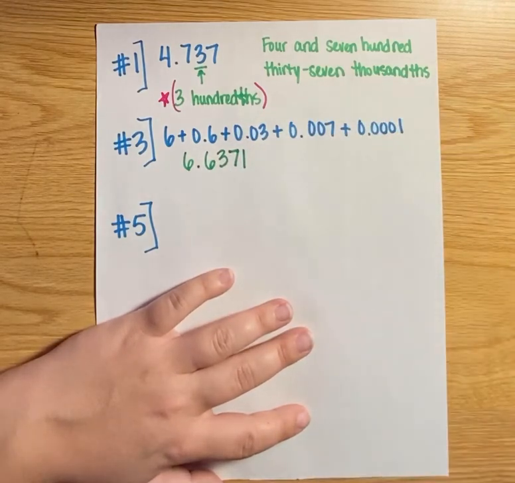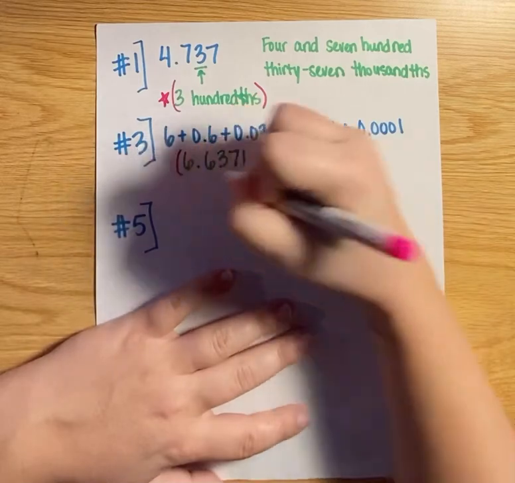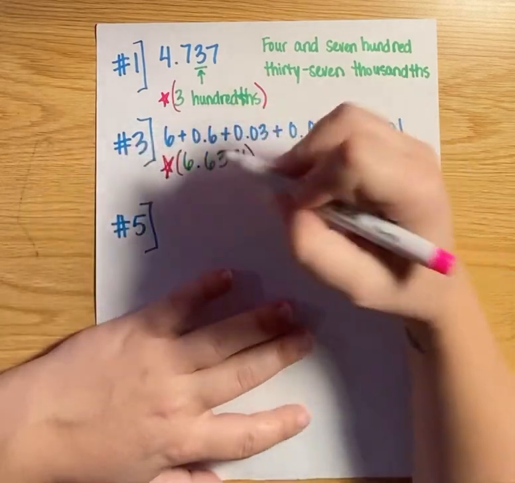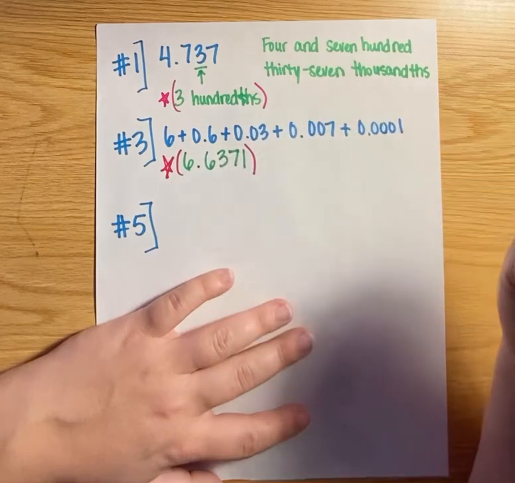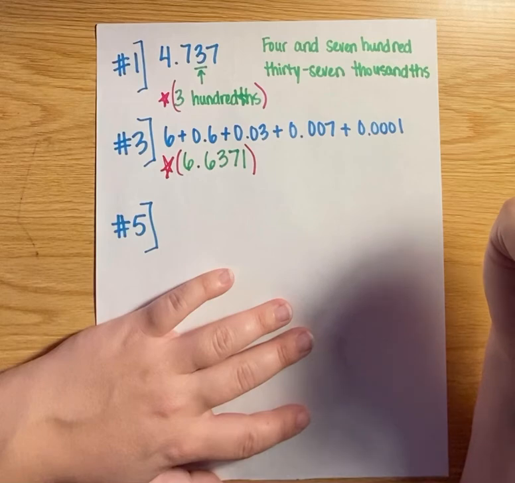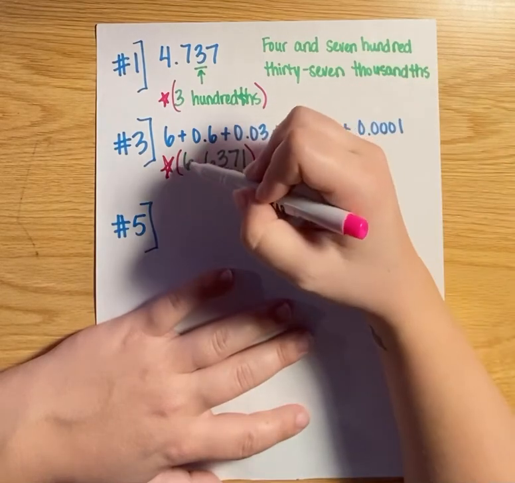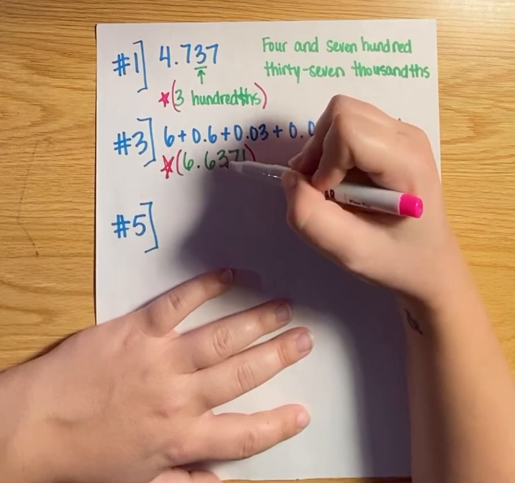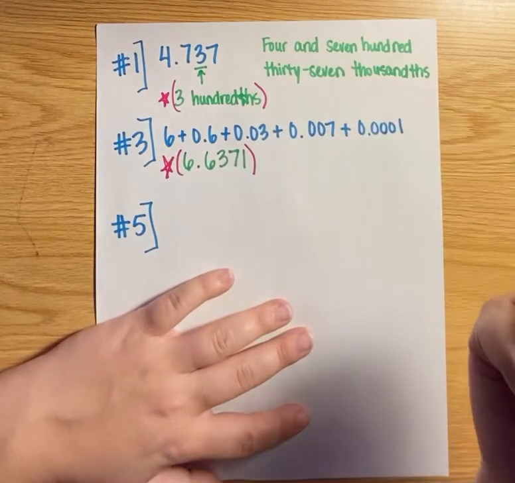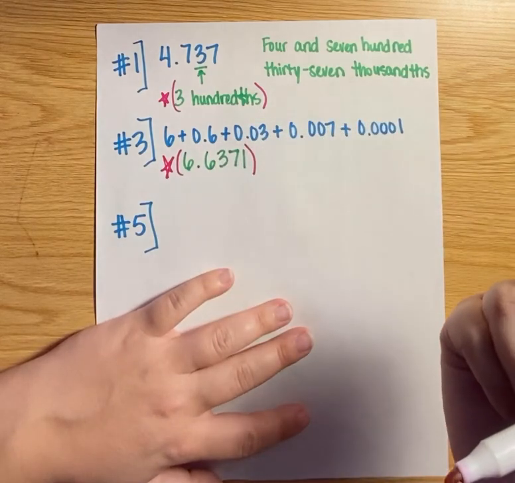So that's what you need to write for number 3. We've got 6 and 6,371 10,000ths. Okay? This would be 6 and 6,371 10,000ths. Okay?